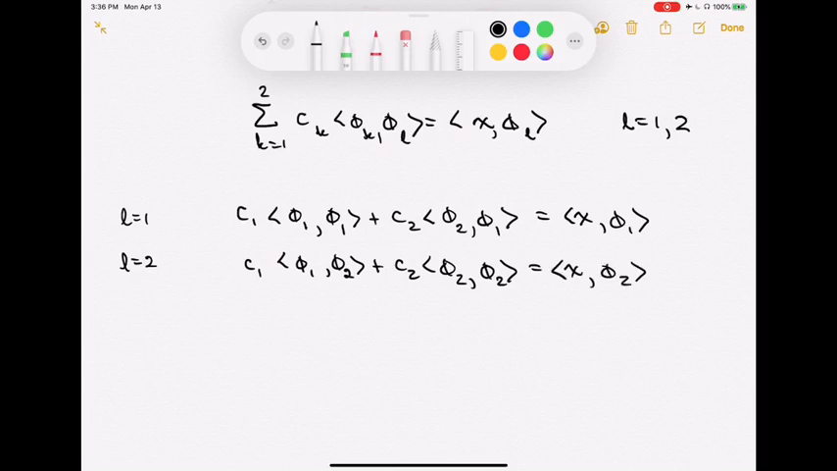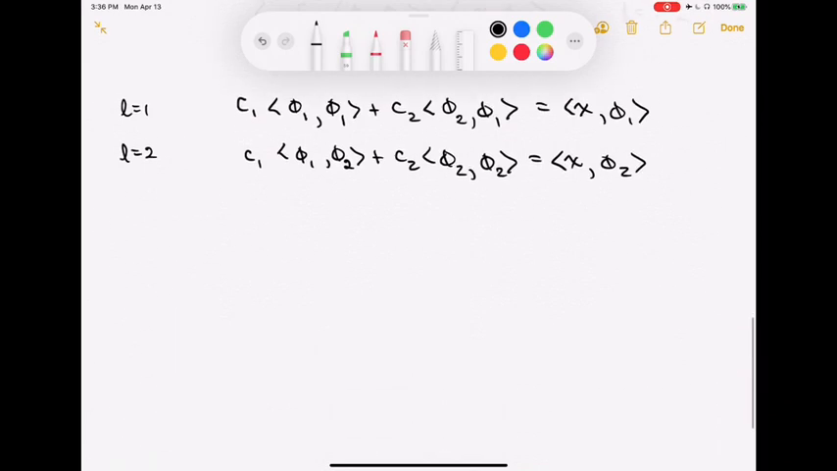So that's my l equaling 1 and my l equaling 2 case. If I wanted to make this in a vector sense, or a matrix representation, I could do it like this.